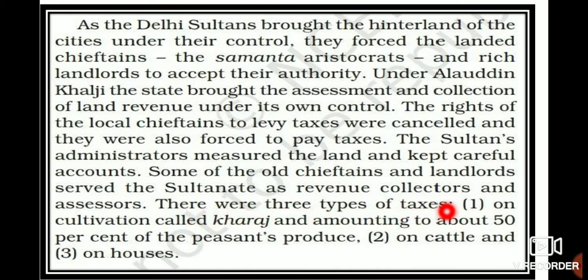There were three types of taxes: on cultivation, called kharaj, amounting to about 50% of the peasants' produce, on the cattle, and on houses. So there were three types of taxes implemented by the Delhi Sultans, such as Alauddin Khilji. 50% of the cultivation was given as revenue, and that was called kharaj. The second one was on cattle. How many cattle are there? On that basis the taxes were implemented, and also on the houses.